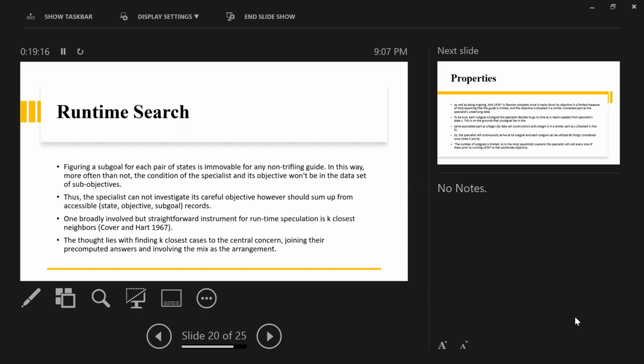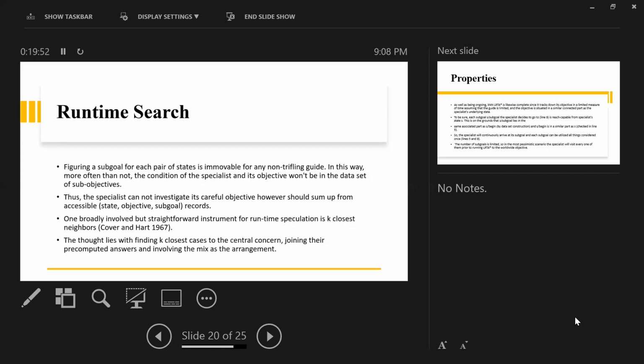In this, some of the figures shown in the PDF, like computing a subgoal for each pair of states, is improvable for any non-trifling guide. In this way, more often than not, the specialist and the objectives won't be in the data set, which are not available in the data list. Those are called sub objectives. Thus, the specialist cannot investigate its careful objective, however, should sum up from accessible state objective sub goal records.